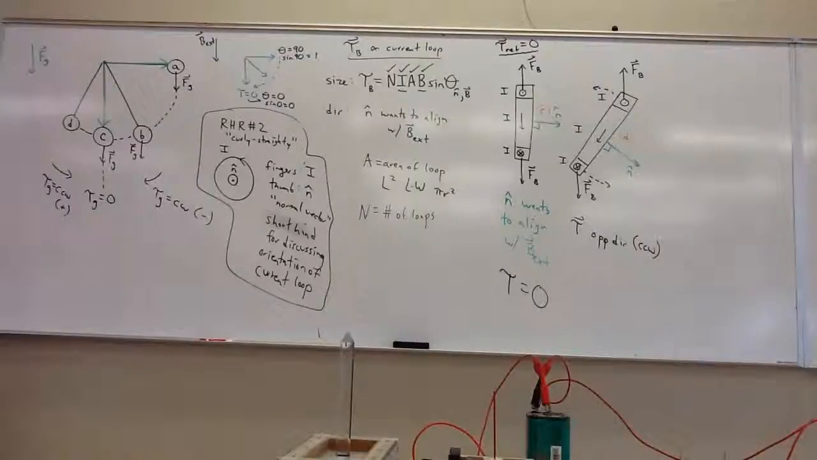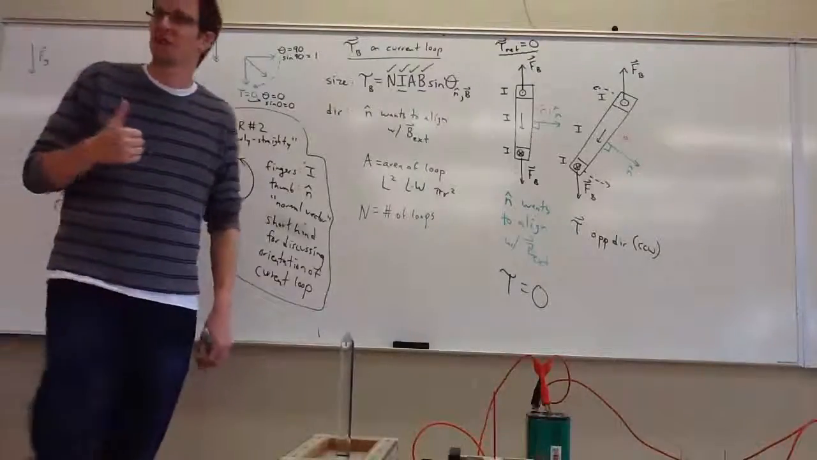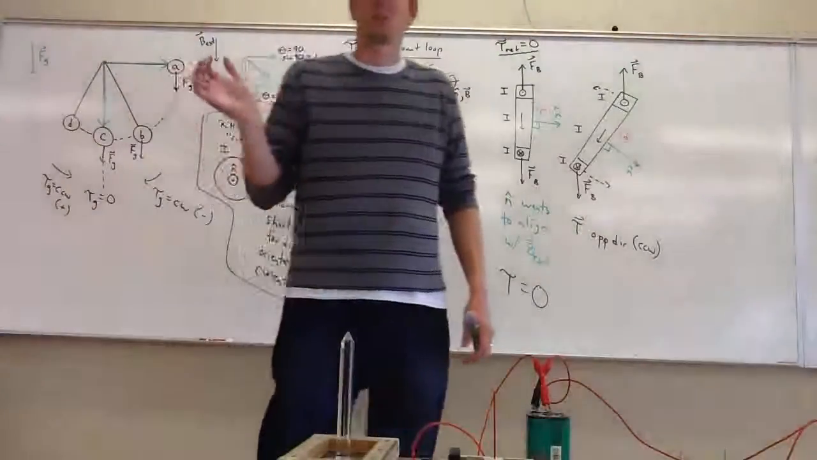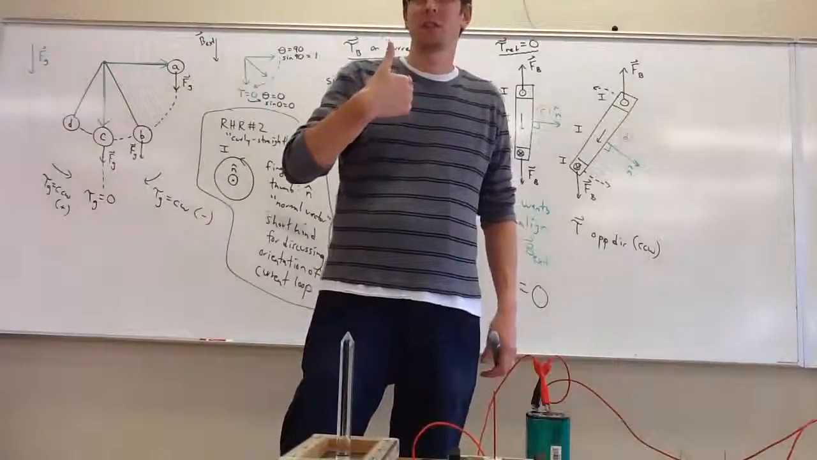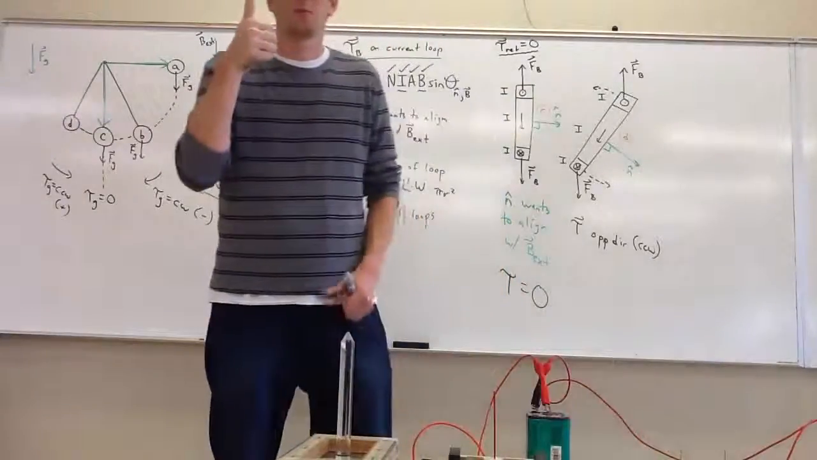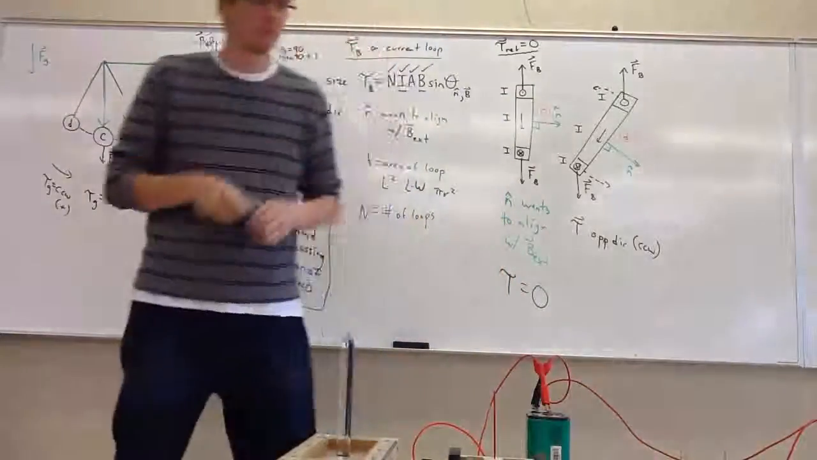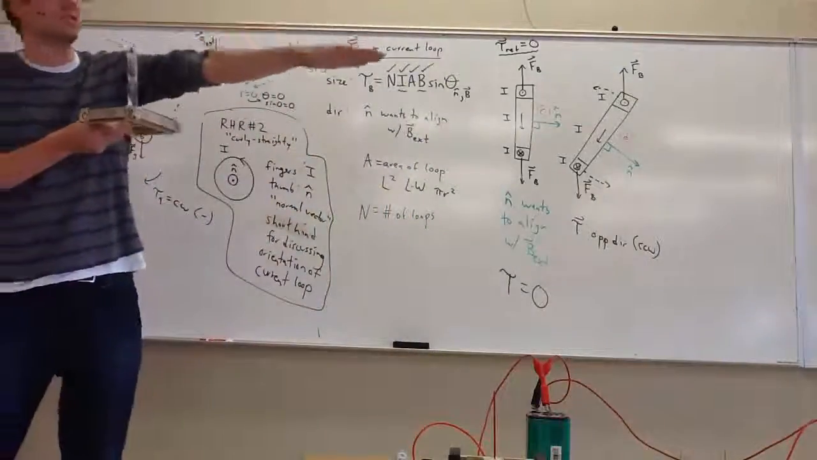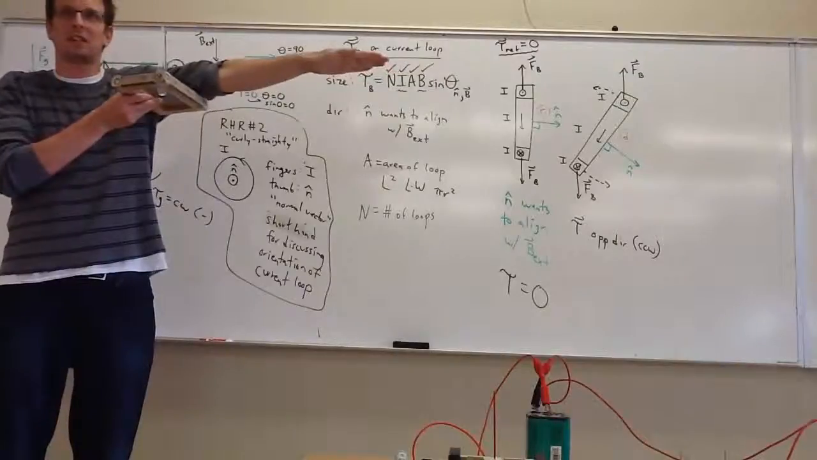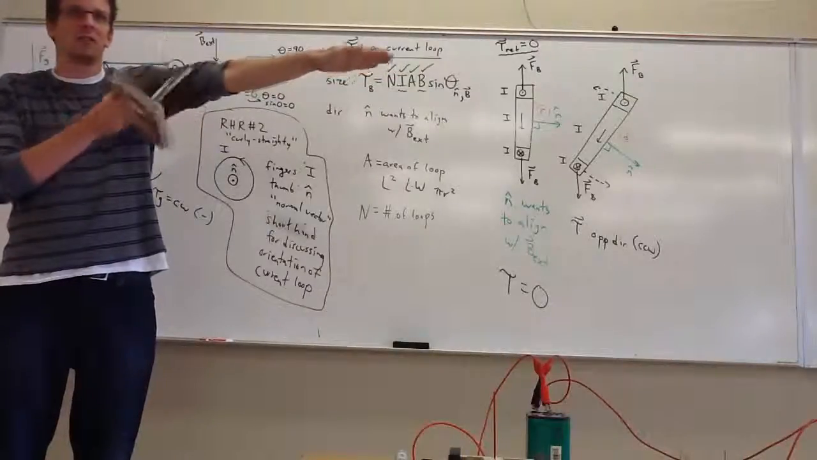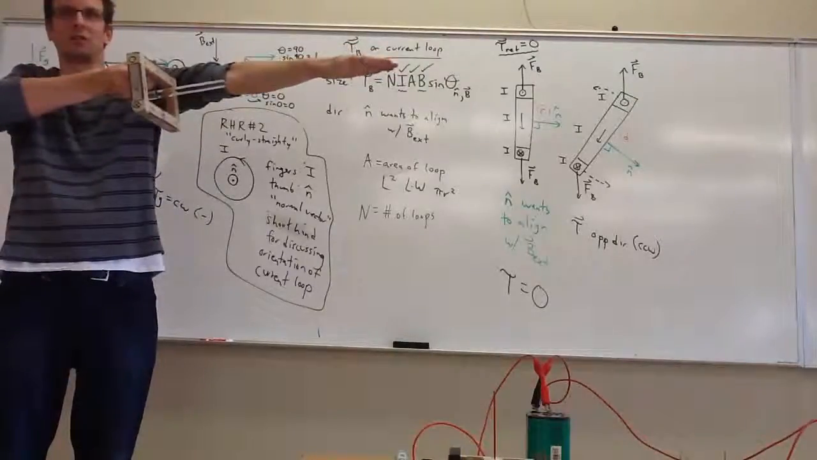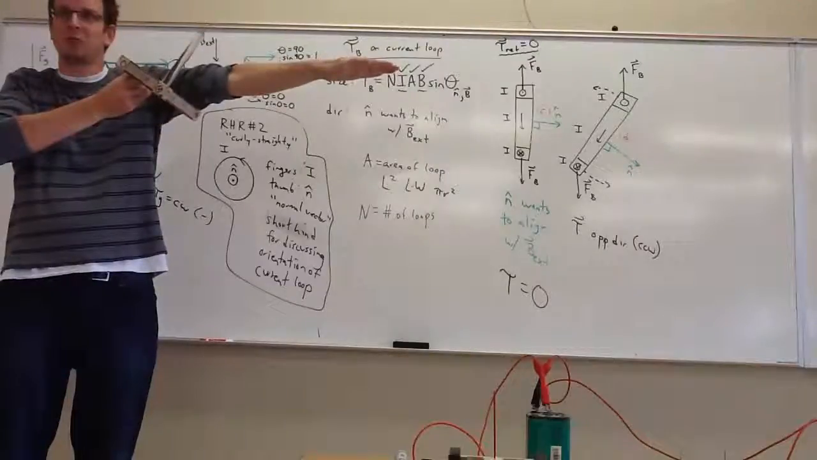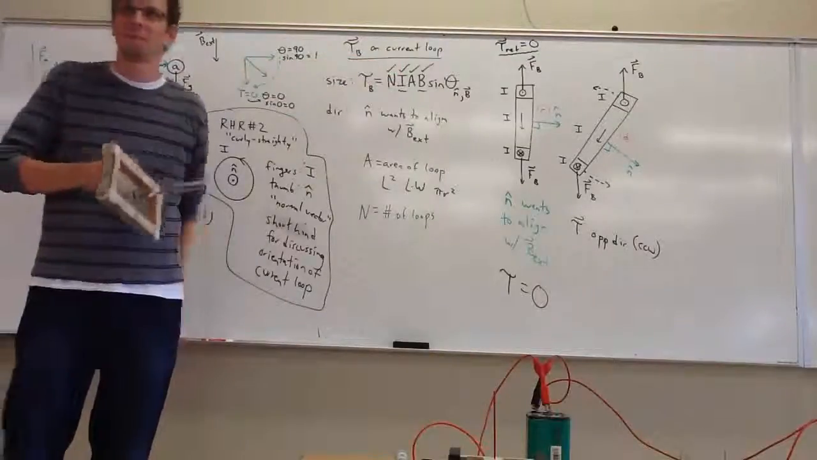So it seems to be working out pretty well. It's a very quick shortcut. All you have to do is, if you're comfortable enough finding the normal vector of the current loop, just by wrapping your fingers around the current, then measure the angle between that normal vector and the magnetic field. If it's 90, so if the magnetic field is like this, it has a loop like this, that's maximum torque. If it's like this, it's 0 torque. If it's like that, it's something in between, right? Okay?